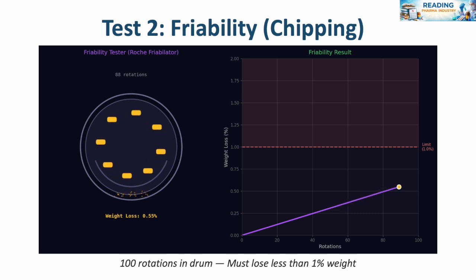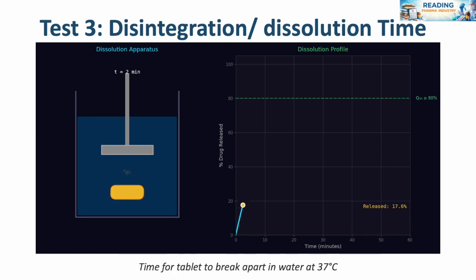Here, you can see the weight loss expressed as a percentage, and there is a limit for that loss. In this case, we put a limit of 1%. You do a number of rotations and you plot the loss in mass. That is how you do a friability test. Of course, you have to follow the pharmacopoeial standards to assess the friability of tablets.